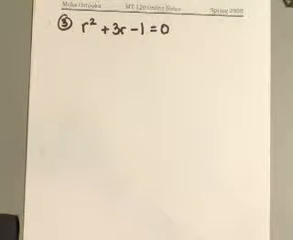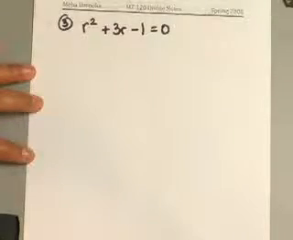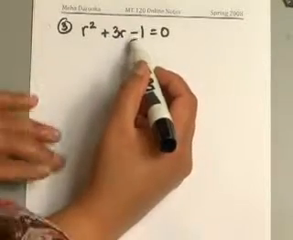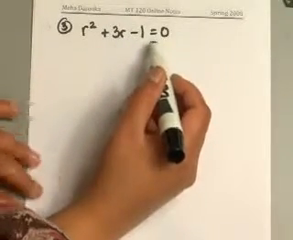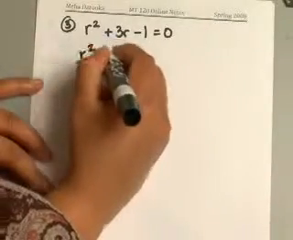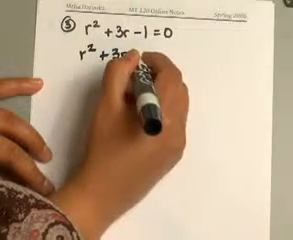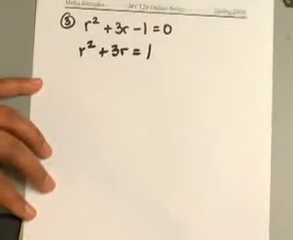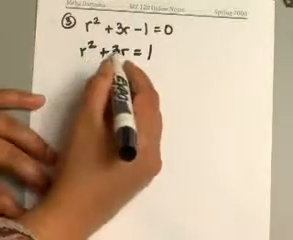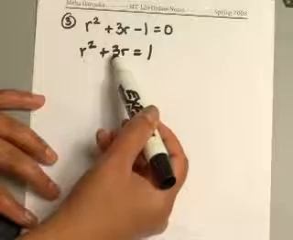Right, let's look at this example here. You have r squared plus 3r minus 1 equals 0. Just so that we know that we are on the right track, we'll go ahead and solve this equation by using completing the square, and let's see what sort of solutions we come up with this time. Again, your first step has to be to take the constant term over to the other side. So we'll add 1 on both sides, and you end up with r squared plus 3r equals 1.